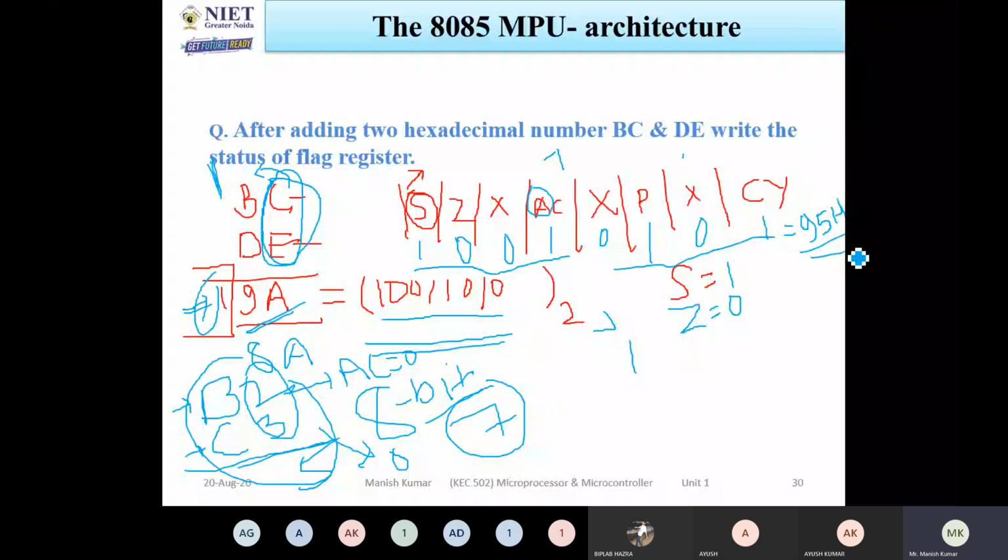So in this way you are going to calculate the flag register value. Okay. Do you have any doubt? No. So we'll move further.